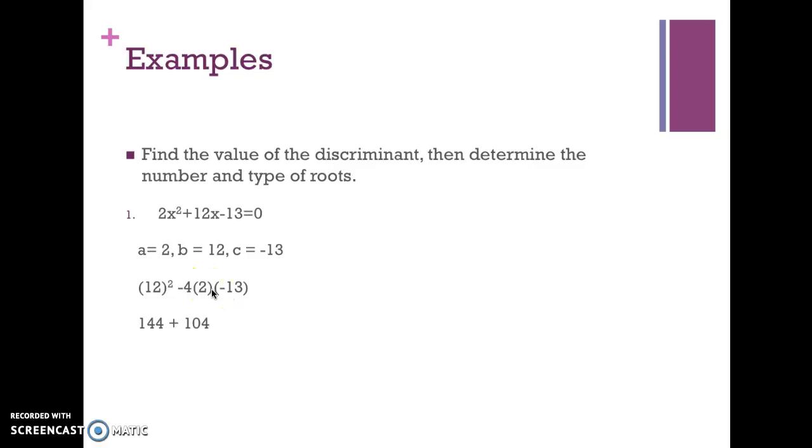You go ahead and multiply those together. 12 squared is 144. Negative 4 times 2 is negative 8. And then negative 8 times negative 13 is positive 104. So we add those together. We get 248. And so this is telling us that since our d value, which is this value right here, is greater than 0, we should have 2 real irrational roots. And it's irrational because it's not a perfect square.